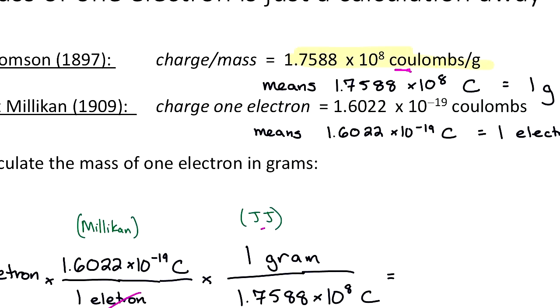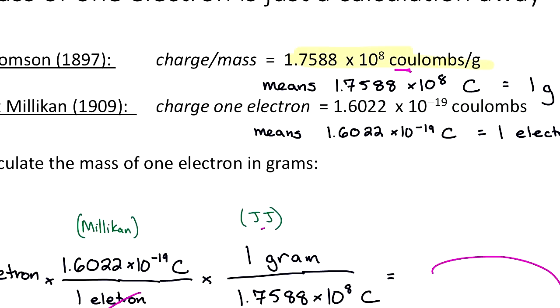And then what we get is a tiny, tiny, tiny mass of an electron, right? When you put that in your calculator, we are able to get from these 2 experiments that an electron weighs a tiny, tiny bit of a gram. So times 10 to the negative 28 grams, right? So that's the important thing.